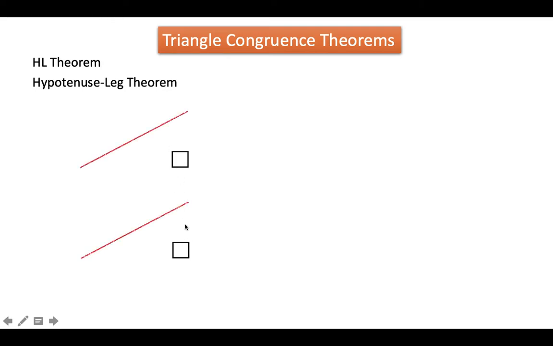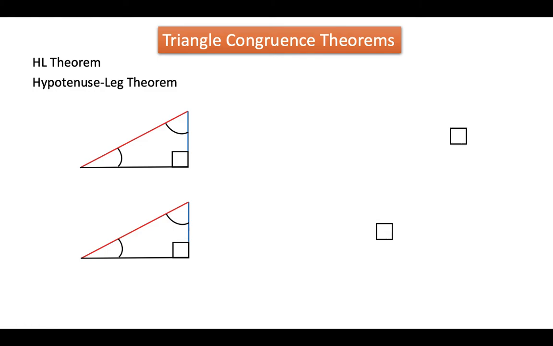For example, if these two hypotenuses are congruent, then the two corresponding legs are also congruent. So these two parts of a right triangle are enough for us to say that the remaining corresponding parts of this right triangle are congruent, which makes these two right triangles congruent as well.